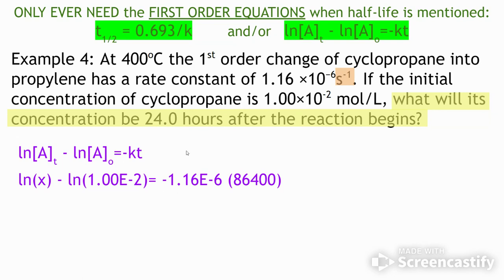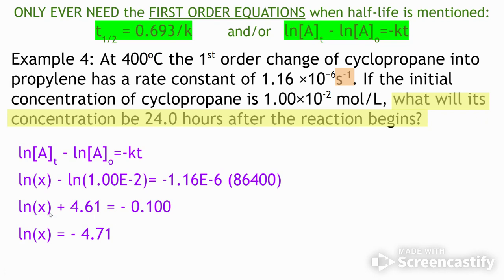Simplifying this a little bit, combining our numbers on the right side of the equation and taking my natural log in my calculator, that simplifies down to natural log of x plus 4.61 equals negative 0.100. If I then subtract 4.61 from each side, I get natural log of x equals negative 4.71.